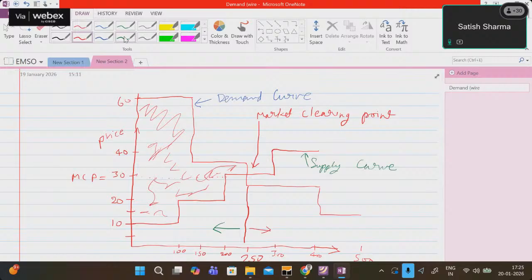Basically we will have a schedule. This side is cleared, and this side is not cleared. So generator 1 will produce 100, generator 2 will also produce 100, and then the quantity is 250, so the remainder is 50, so generator 3 will produce only 50 megawatt.